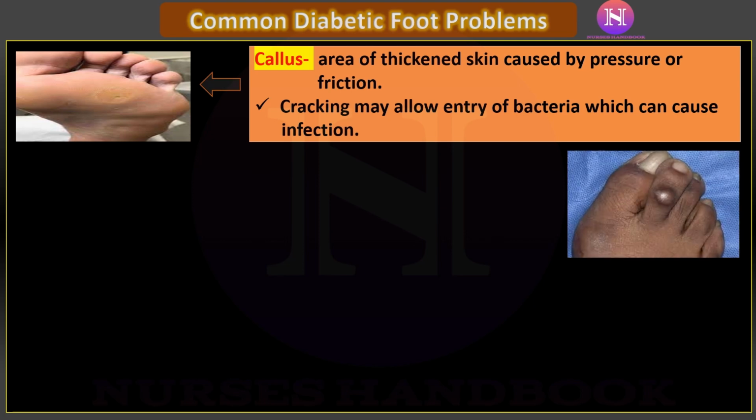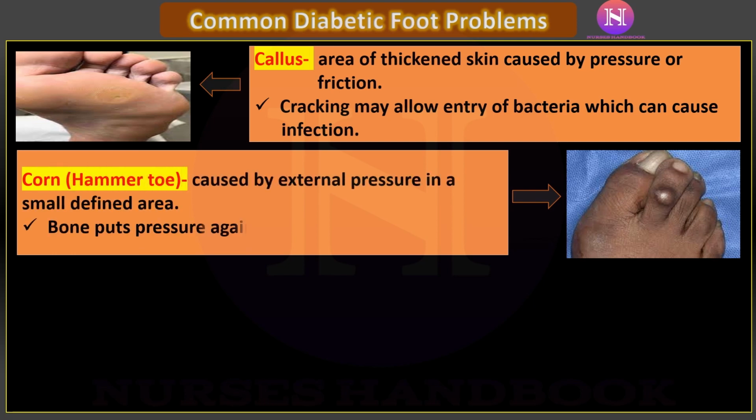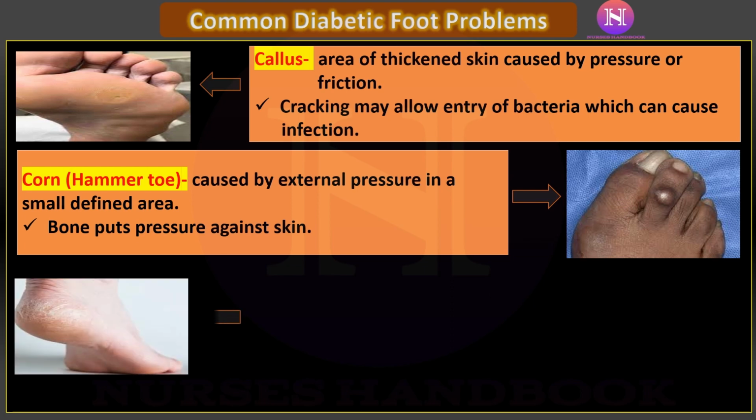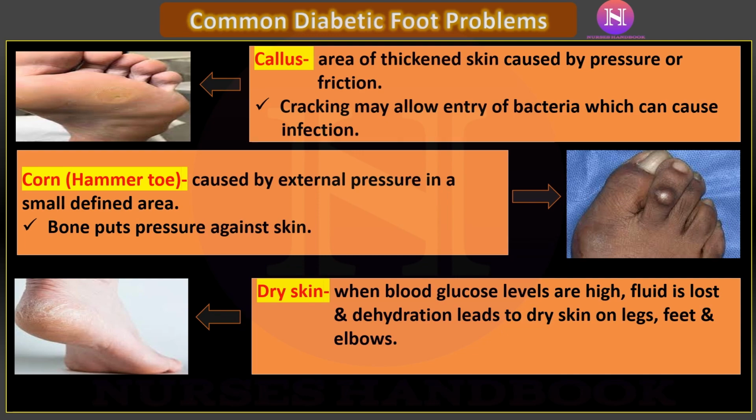The fifth diabetic problem is corn, or we say hammer toes. It is caused by external pressure which builds up a hard skin near a bony area of a toe or between the toes. Coming to the next problem is dry skin. When blood glucose levels are high, fluid is lost and dehydration leads to dry skin on legs, feet and elbows. So there is a need to prevent cracking in order to prevent infection.